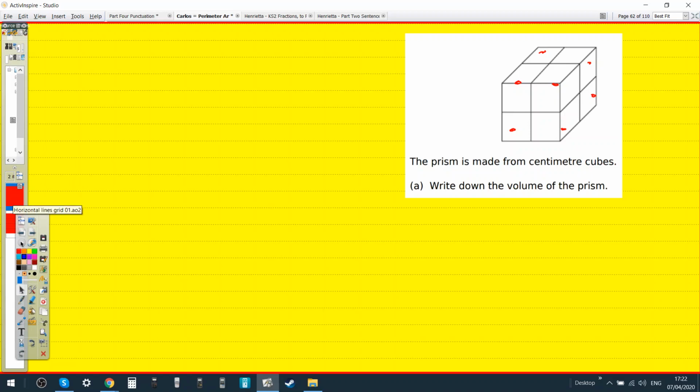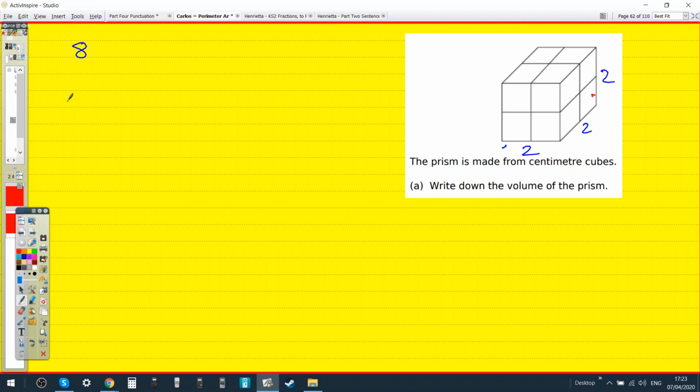If you have to add them all up, 7. So we can see 7, but there's actually going to be an 8th one at the back. And so the volume will be 8. And the way you can work out volume is how many cubes across? 2. How many cubes this way? 2. And how many up? 2.